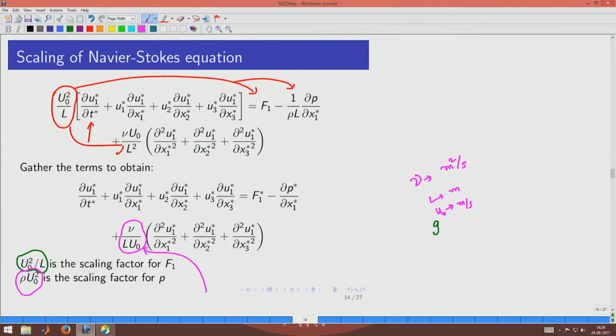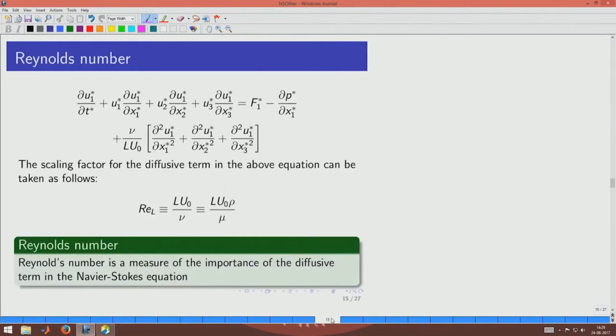You could just give the name for this entire quantity as it is, or 1 by something. So, you could do the inverse or not, as you like. We choose the inverse of that quantity as the Reynolds number. So, we define Reynolds number like that. The inverse of this quantity is defined as the Reynolds number.